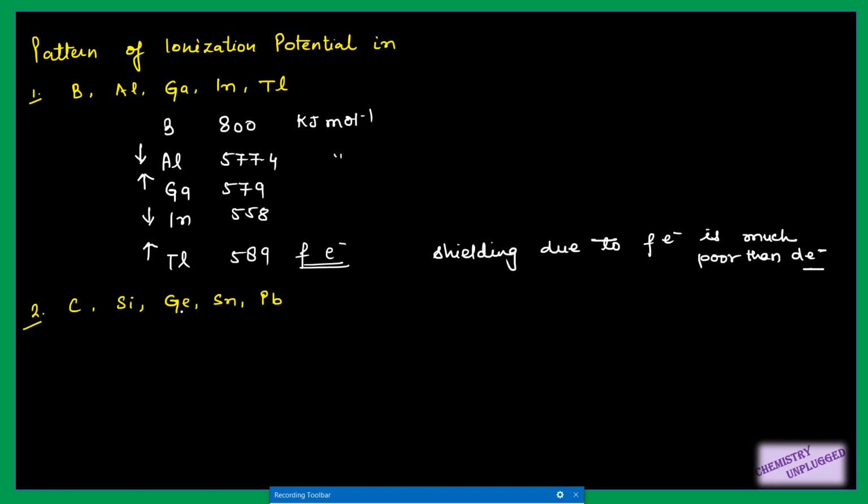Then we have the carbon family. So in the case of the carbon family, again the same things will apply, but the pattern is different. We have the highest value for carbon, then it decreases for silicon, germanium, tin, and it increases for lead. So the value starts from 1086 and then it decreases. It has 786, then we have 760, 708, and it is 715. So you should have an approximate idea about these values.